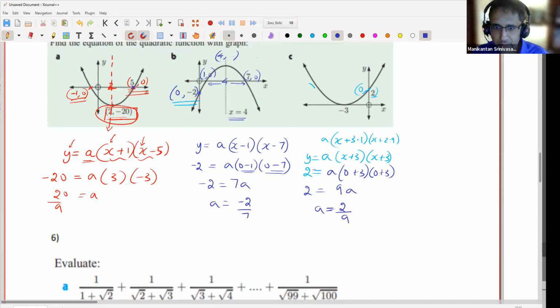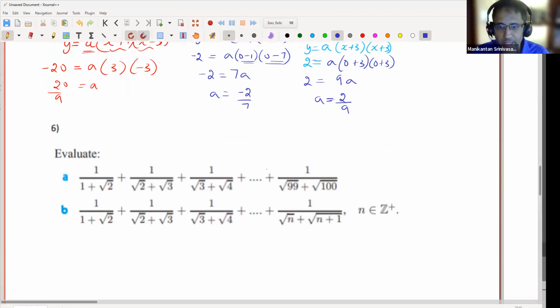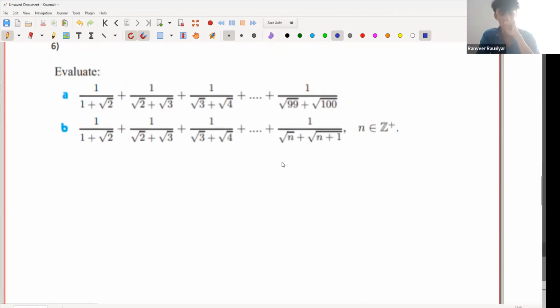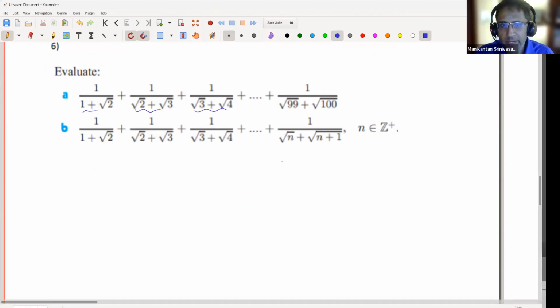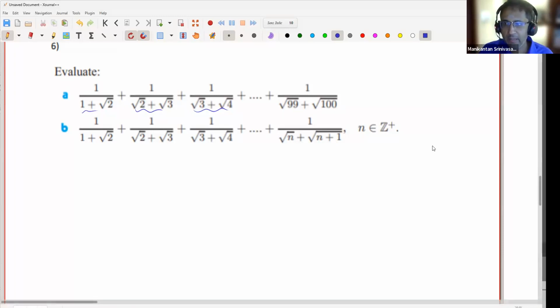Yeah. Okay, cool. But Ranveer, while I have you, question 6, were you able to get either of the two parts? Oh, no, so I didn't get how to do that. Okay, so the first instinct would be to get rid of the radicals in the denominator. How would we do that? By multiplying by the conjugate.